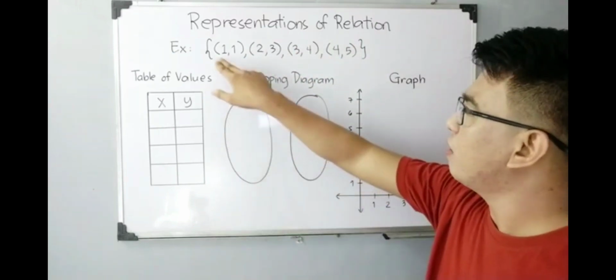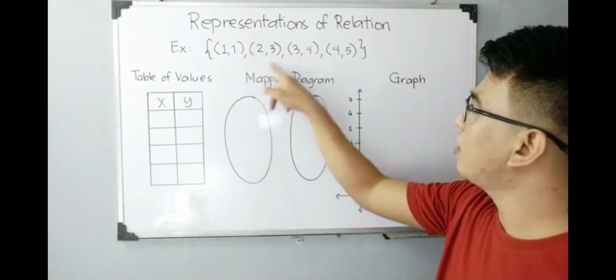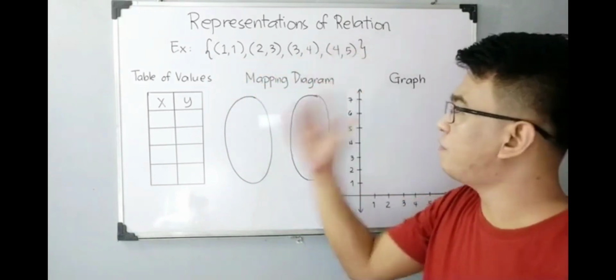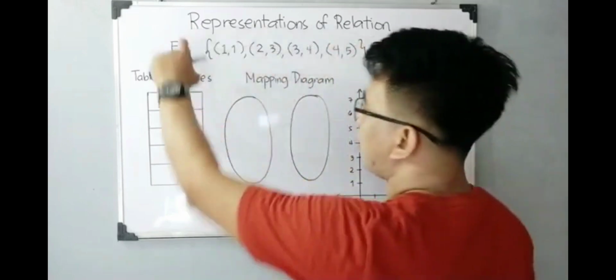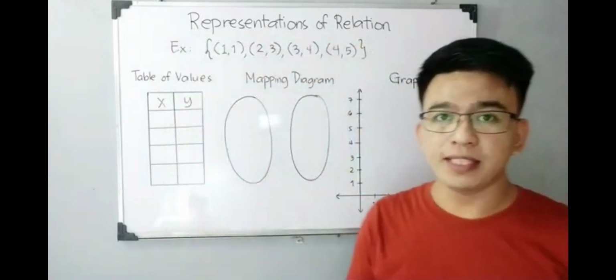We have here (1, 1), (2, 3), (3, 4), and (4, 5). This is the first way on how to represent a relation using ordered pairs.